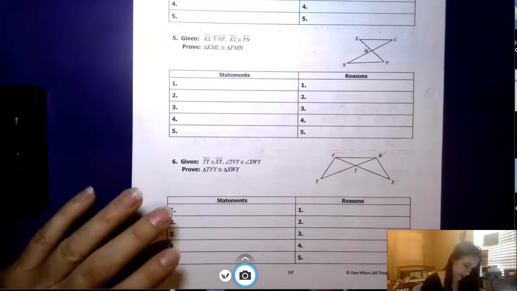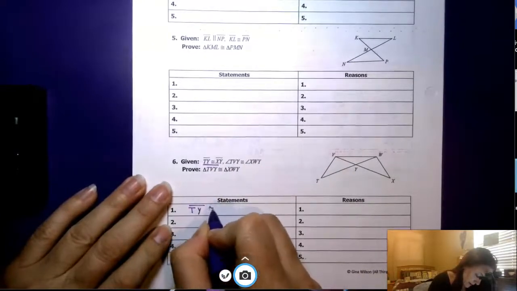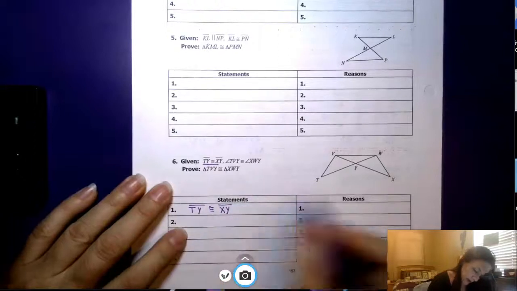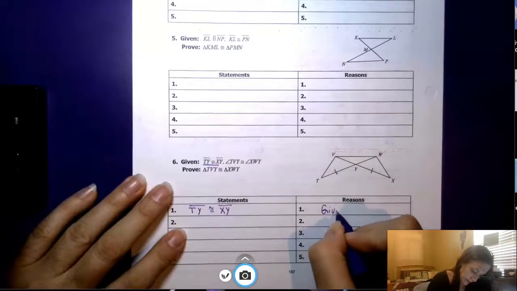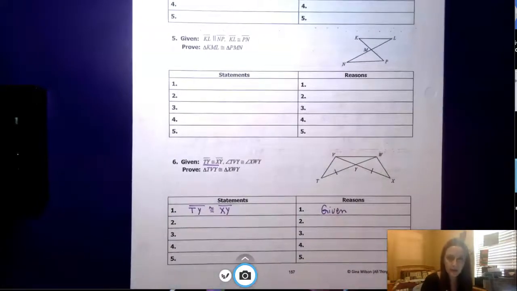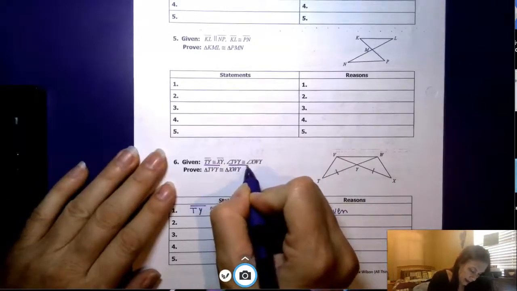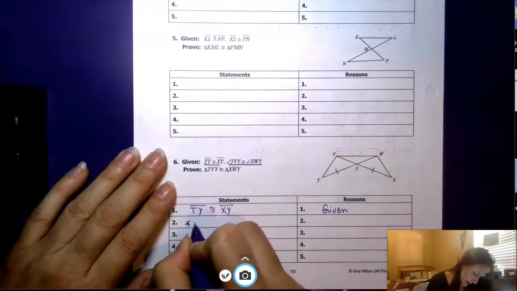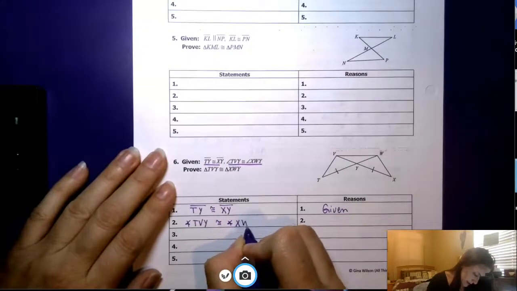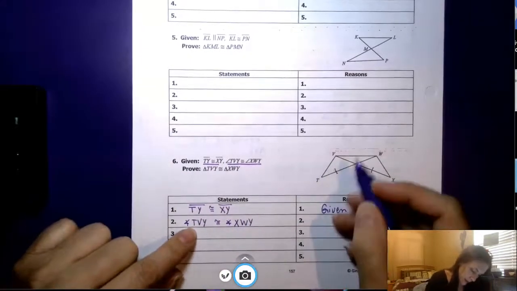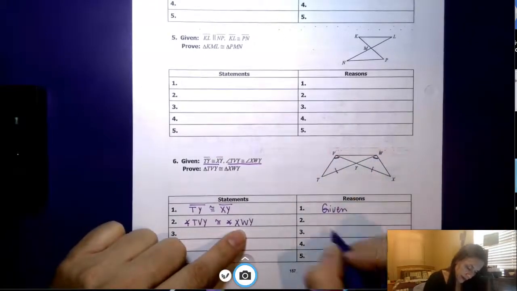Okay, I am going to start with line segment TY is congruent to line segment XY. So I'm going to mark that. That's given. Now, it's not like it told me it bisected or did something, so I don't know any other information from there. So I can go ahead to my second given and say angle TVY is congruent to angle XWY. TVY is right here. XWY is right here. Those are the same.